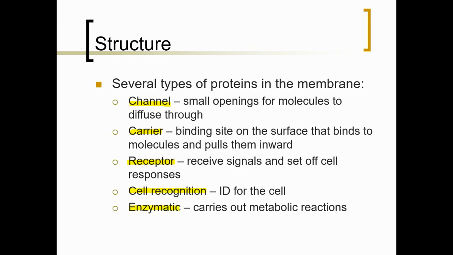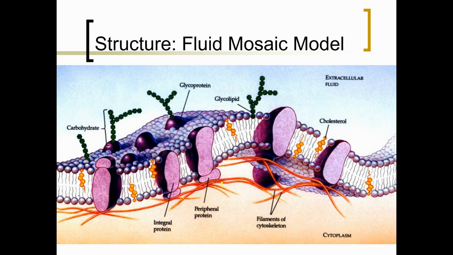And then, of course, some proteins can be enzymes, which are just going to be proteins that regulate chemical reactions and kind of regulate our metabolism. So there's all different types of proteins. And not only are they going to have these functions, but they're also going to contribute to the overall structure of the membrane.